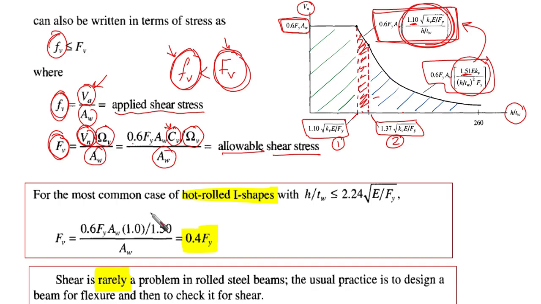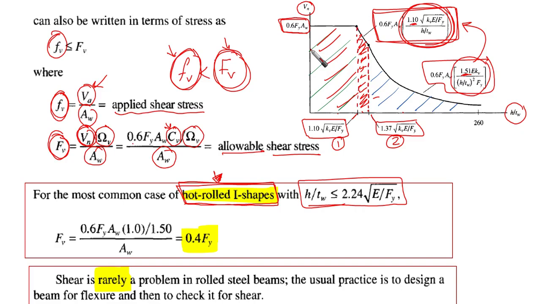Okay, for the most common case of hot rolled I shapes, we are placing emphasis on this because it is the most commonly used for us. So with h over t web less than, which means that we are here. Okay, again, not here, not this limit. Take care. This limit is different than this limit because here for hot rolled I shapes, this is for the singly and doubly symmetric shapes. So I'm talking about hot rolled shapes, the specific case.